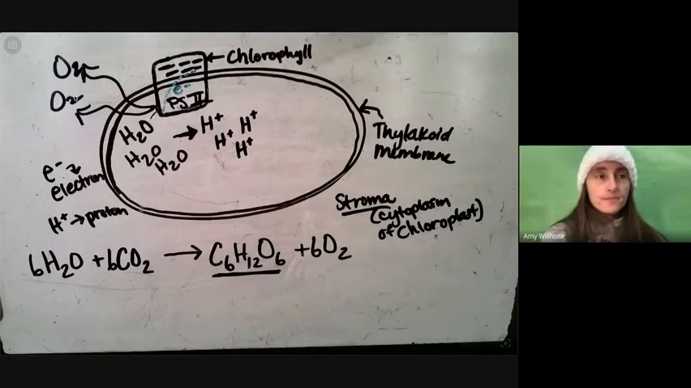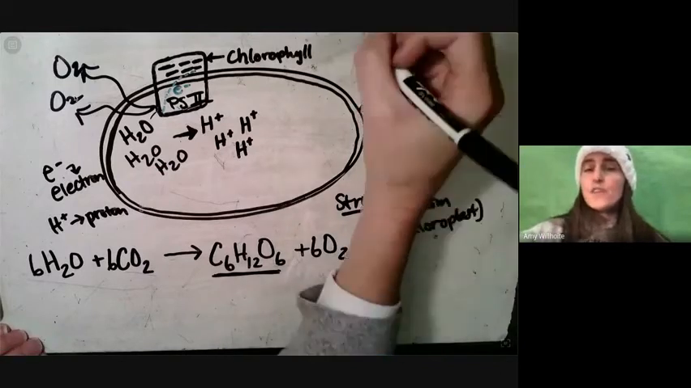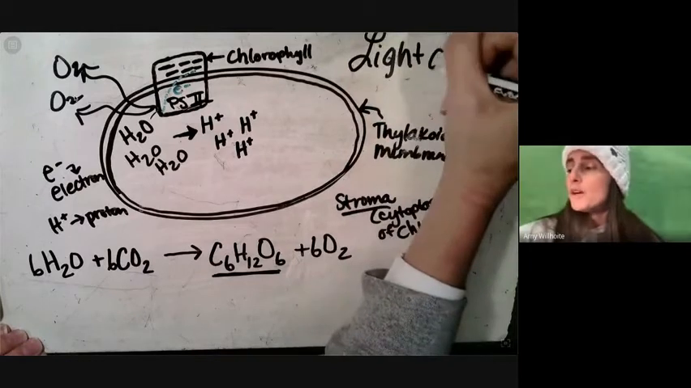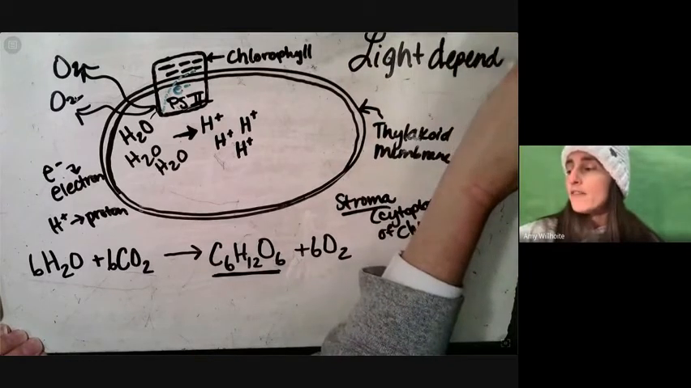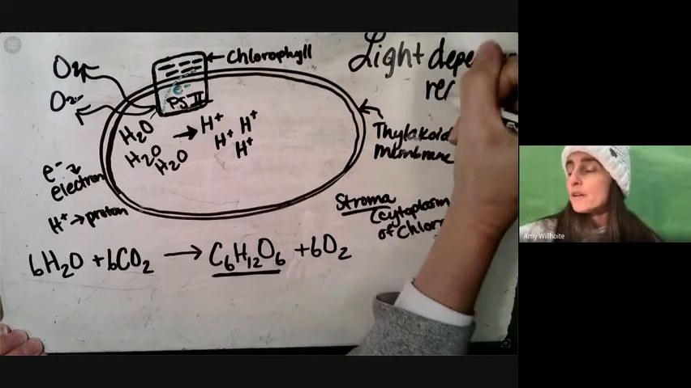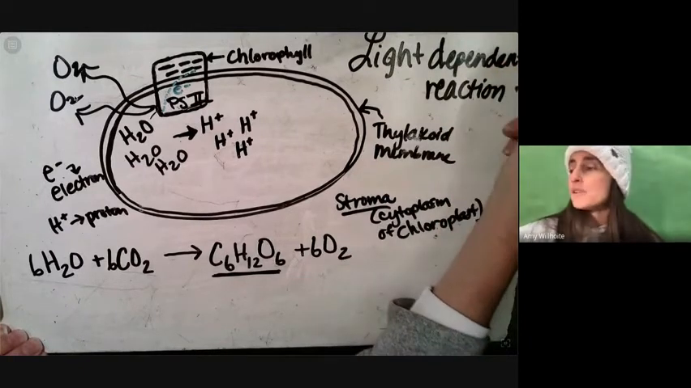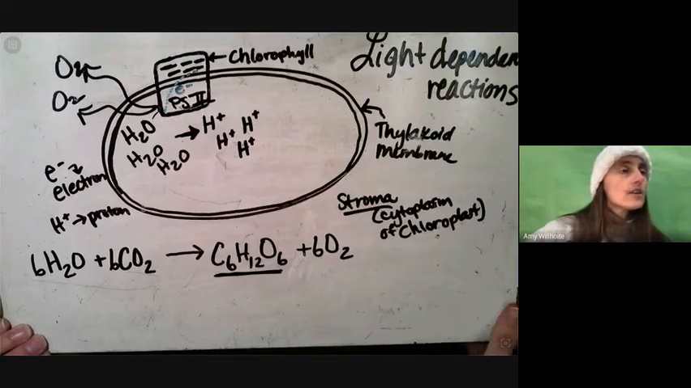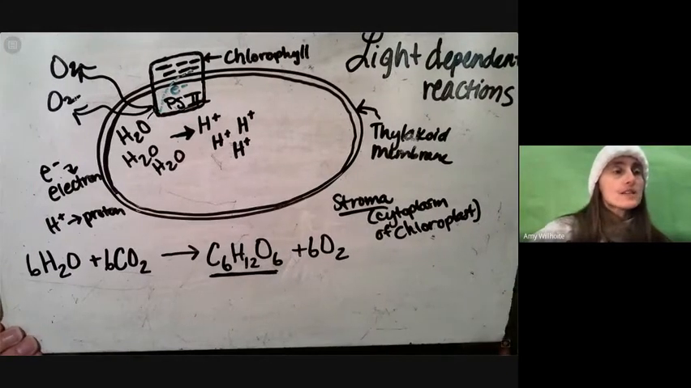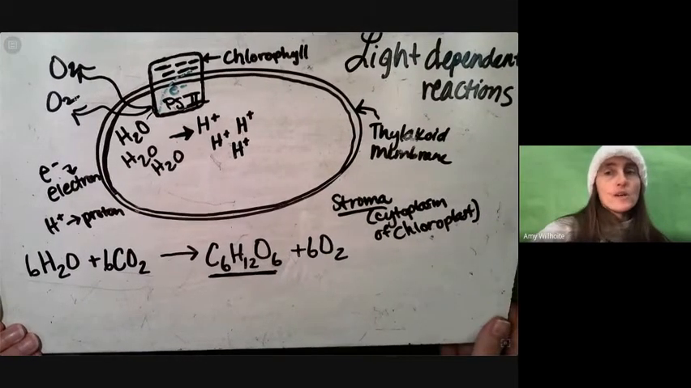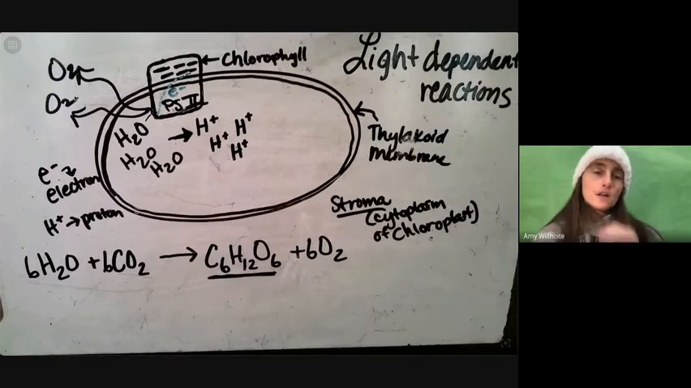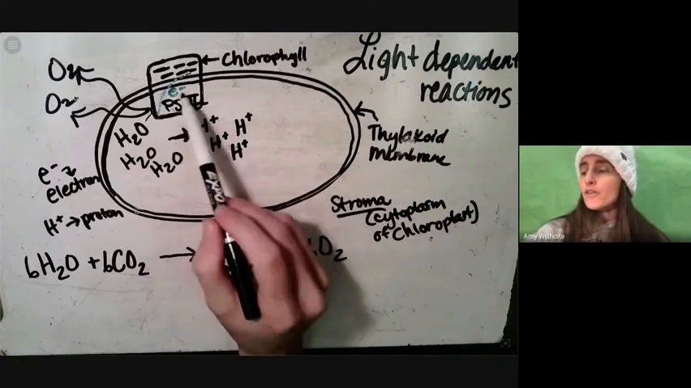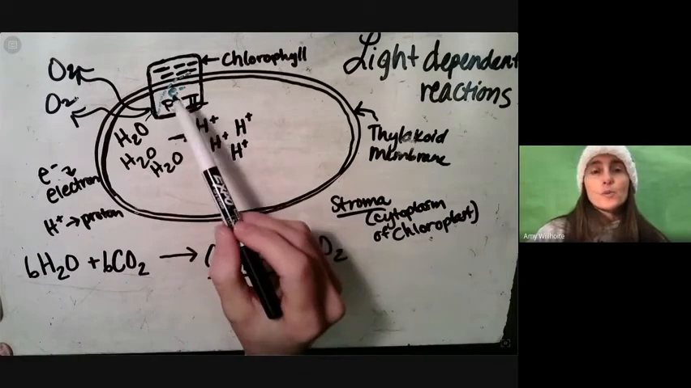We good? We call this part the light dependent reactions, because they have to have light for this to happen. There are two separate sets of reactions for photosynthesis. One is light dependent and one is light independent. One happens regardless of light and one has to have light. We're talking about the light dependent, the first part of photosynthesis.